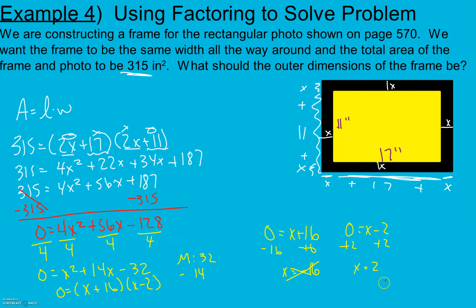And here I only have one solution because I can't have a negative 16 inches. So if x is 2 here, we need to figure out our total dimensions. So here I have 2 plus 17 plus 2, so 21 inches, and 2 plus 11 plus 2 is 15 inches. And those are my dimensions. 21 by 15. So get our factors, multiply them out, get it set equal to 0, factor it back down, and go from there.